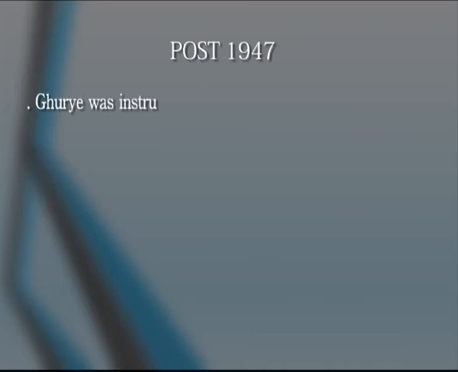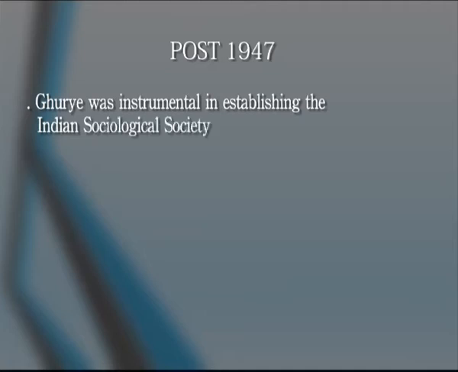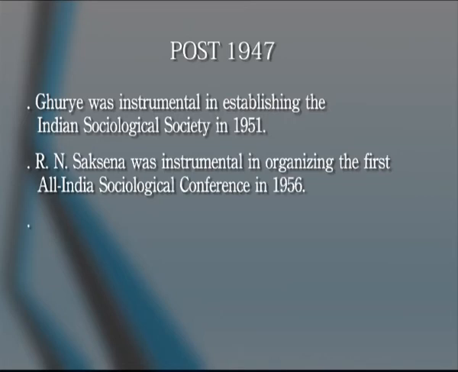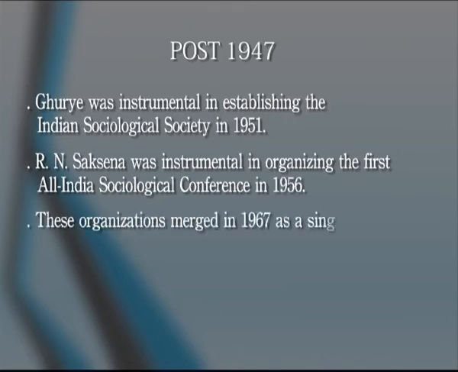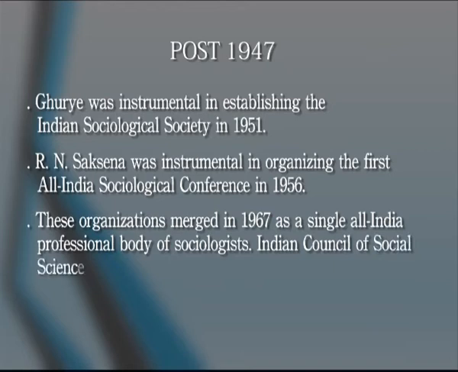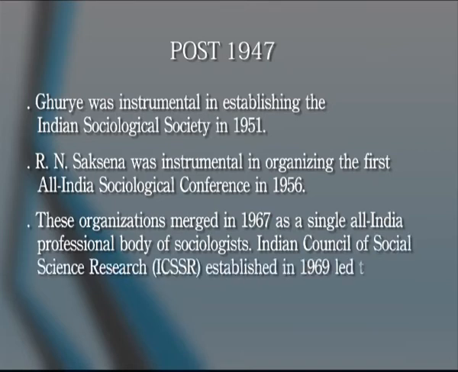Now, post 1947, that means after independence, you again have a further growth in the professionalization of sociology. G.S. Ghurye, whom we have already mentioned in the context of Bombay University, was the first to start the Indian Sociological Society in 1951. R. N. Saxena organized the first All India Sociological Conference in 1956. These organizations, the Indian Sociological Society and the All India Sociological Conference, merged together in 1967 and they also established the Indian Council for Social Science Research, ICSSR, in 1969.